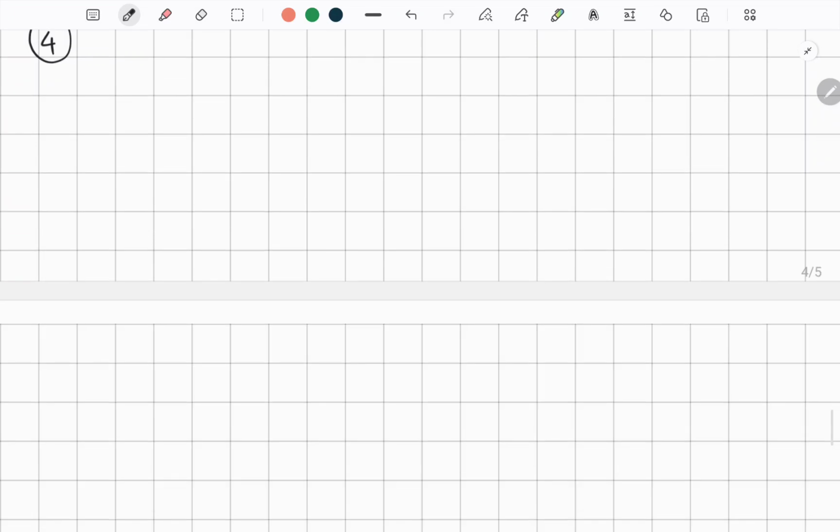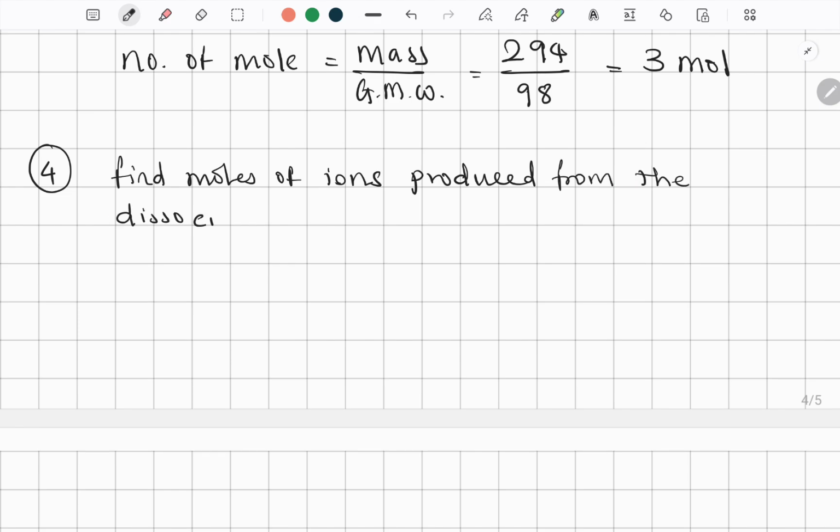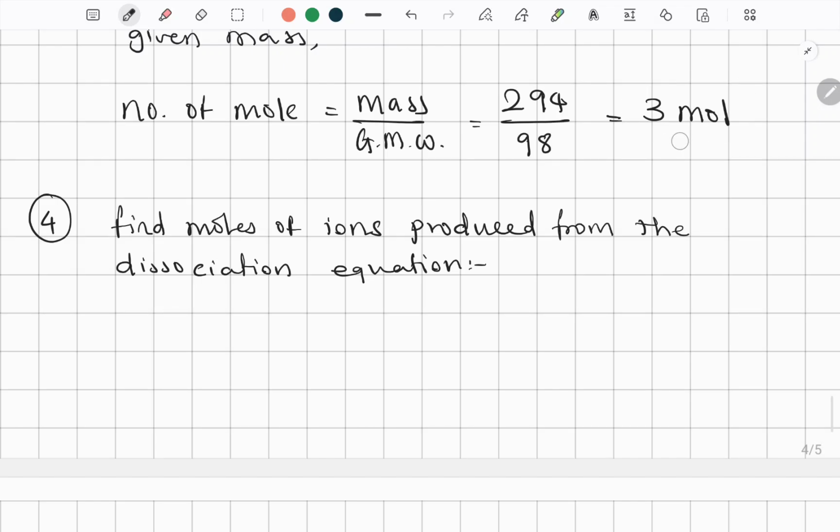Okay, so what is the fourth step? As I mentioned, it is find moles of ions produced from the dissociation equation. Okay, now see, we know that it is 3 moles.